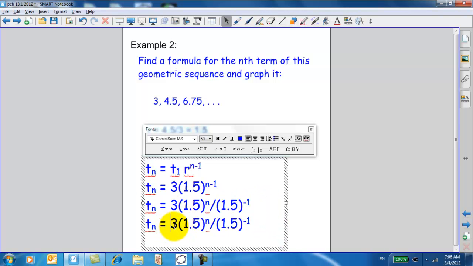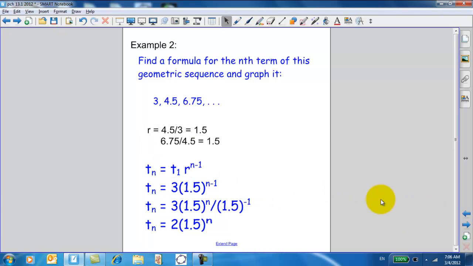T sub n equals 2 times 1.5 to the n power. Now that does look a little simpler, but I would have accepted this up here as well: 3 times 1.5 to the n minus 1.